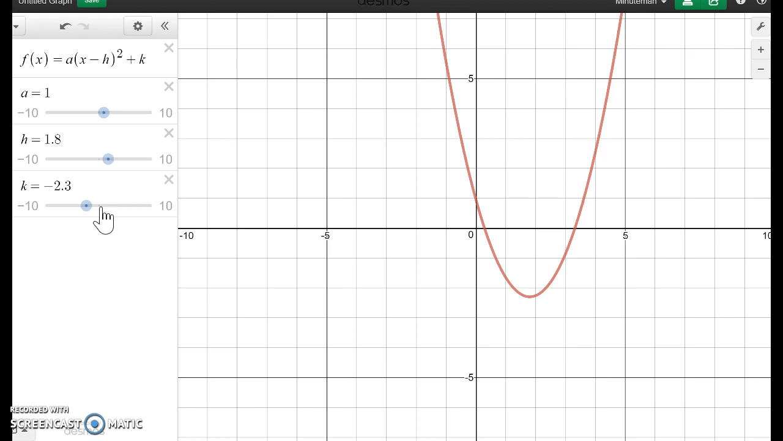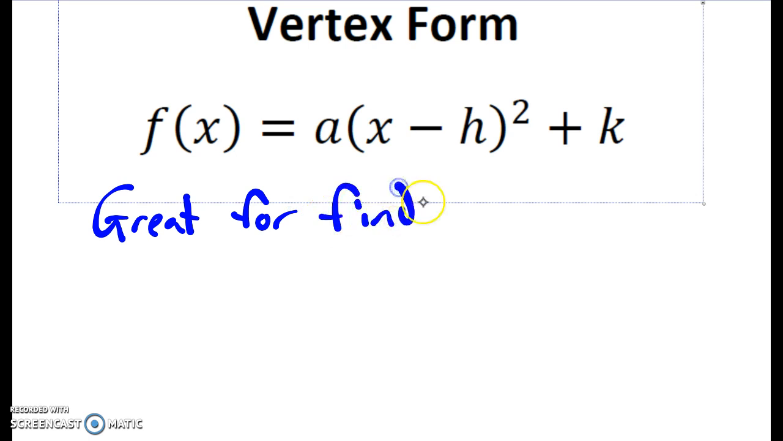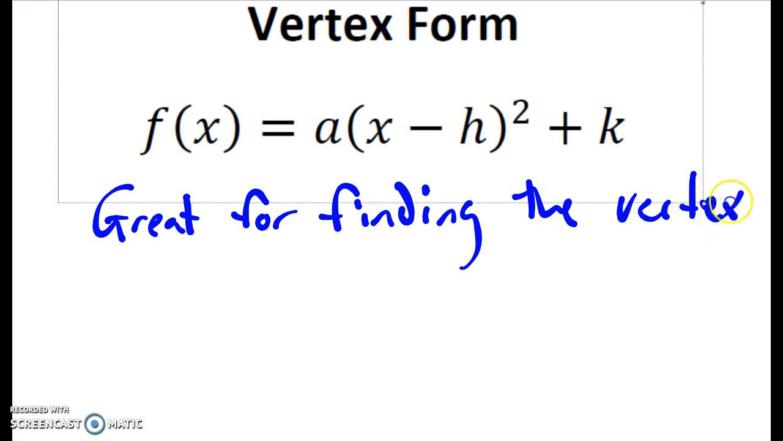Along with that, it's also going to be pretty straightforward to find the axis of symmetry, because it's just the x value of the vertex. All right, so in summary, this form's great for finding the vertex. It's at (h, k). That's the coordinate of it.